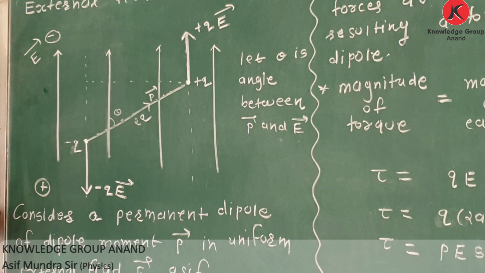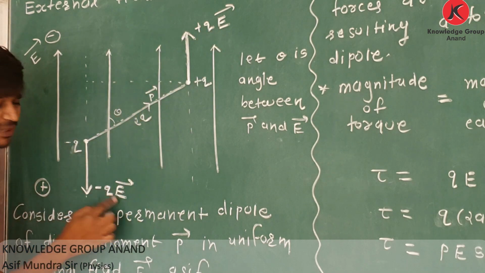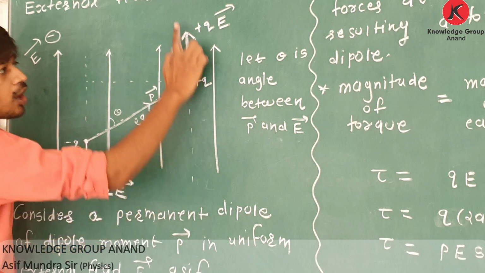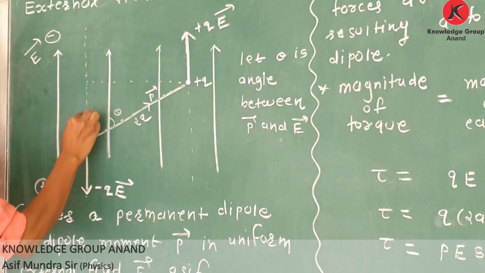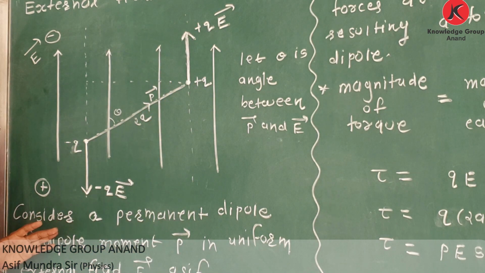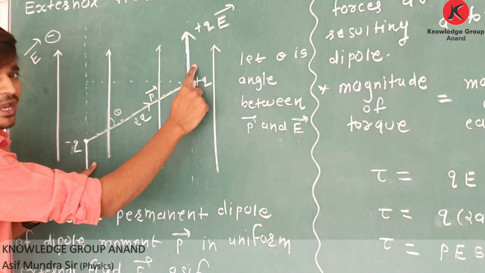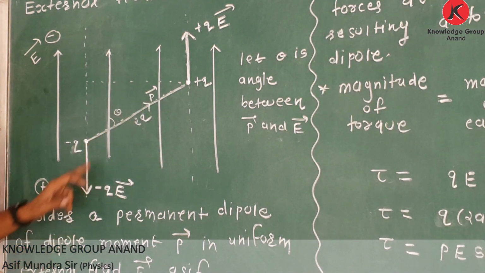Yes, very good. Now see in the figure, we have two forces, minus QE and plus QE. Their magnitudes are equal, directions are opposite, and these two forces are not collinear. This is the line of action of minus QE, and this is the line of action of plus QE. They are parallel to each other and will never intersect. So we have two forces of equal magnitude, opposite direction and not collinear. Then, as you have studied in 11th, such two forces form a couple, and due to the couple, a torque is acting.